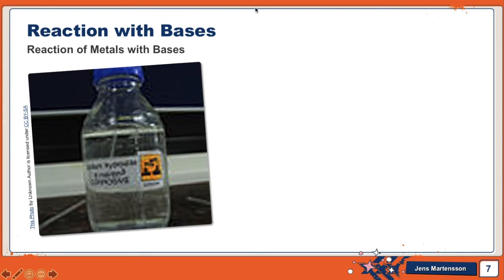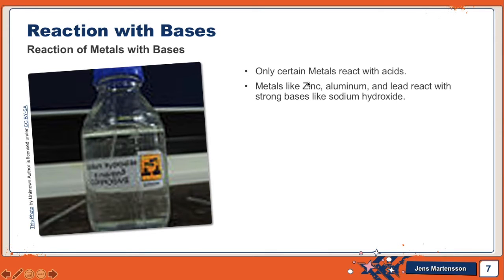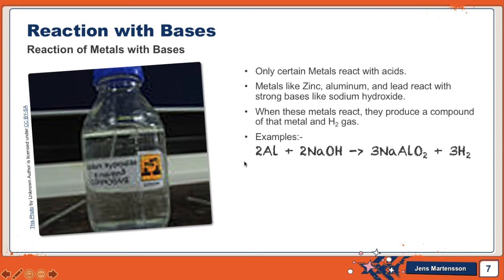Let's go into the reaction of metals with bases. So only certain metals react with bases. Metals like zinc, aluminum and lead react with strong bases like sodium hydroxide. So not every metal will react with a base. When these metals react, they produce a compound of that metal and hydrogen gas. The example would be 2Al plus 2NaOH gives 2NaAlO2 plus 3H2.